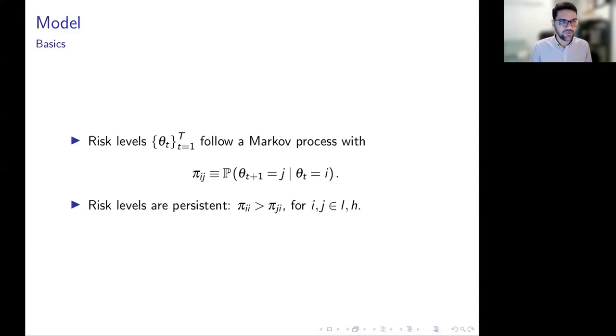Now, what is important for the analysis, as I'll argue throughout, is that I assume that this process has persistence. What this means is that it is more likely that I will be type i tomorrow if I'm a type i today versus being a type j today. Any questions so far?